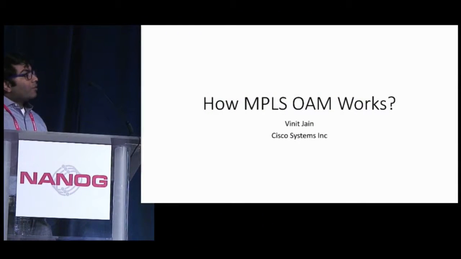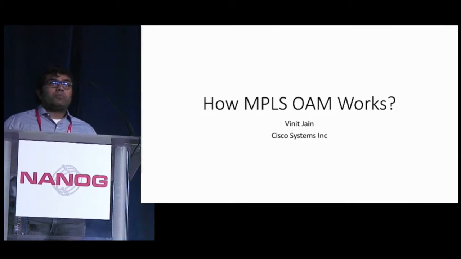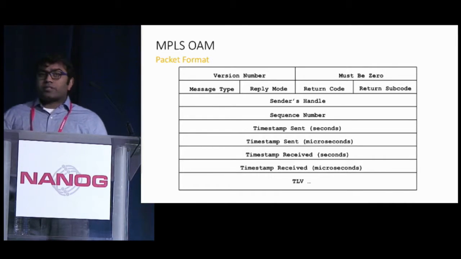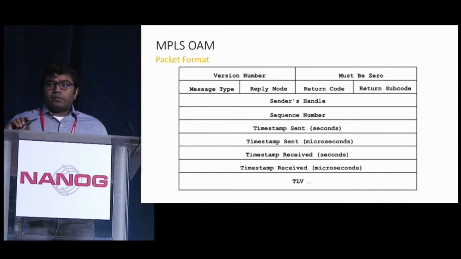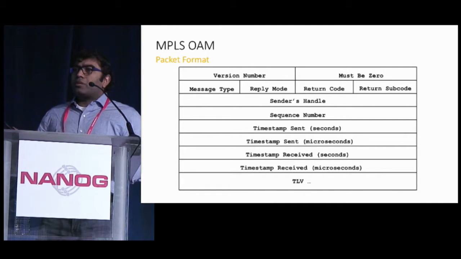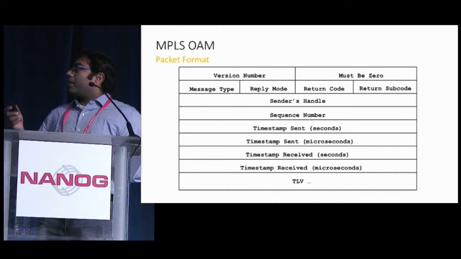In an environment, most of us are used to tools like traceroute for troubleshooting purposes. We know how to use those tools, but there's a lot of other things that we should remember and know while we are troubleshooting. So we'll see how MPLS OAM works. For the packet format, the 3 or 4 components that we need to look for are the version number, message type, and I focus more on the reply code.